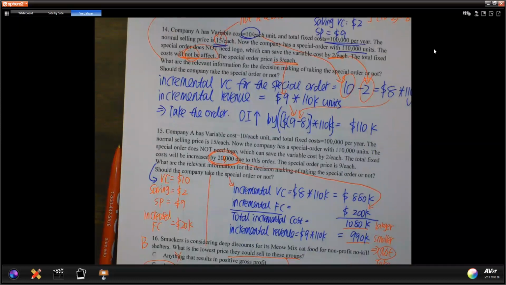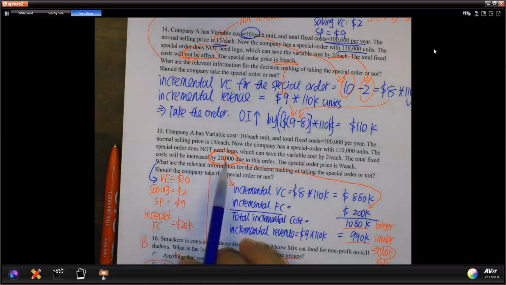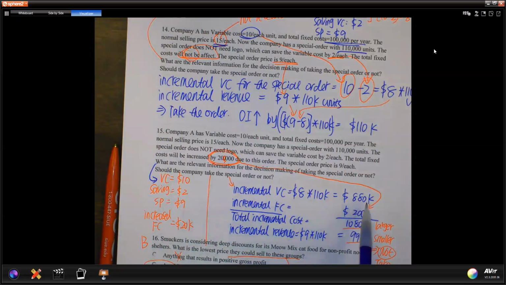Question 15 is similar. The only thing I changed is now your fixed cost will be increased by 200,000. So now you have an incremental fixed cost, and your incremental fixed cost is relevant now. So your incremental variable cost is 880,000, but your incremental fixed cost is 200,000. So your total incremental cost will be $1,080,000, and your incremental revenue is 990,000. So your incremental cost is more than your incremental revenue, then you should not take this special order. So make sure you work on question 14 and 15. You know the difference, and then you get the right answer.